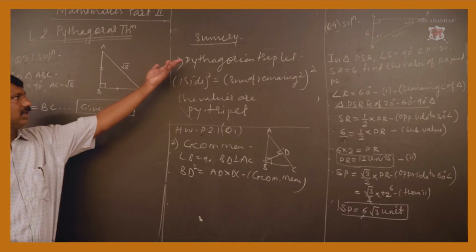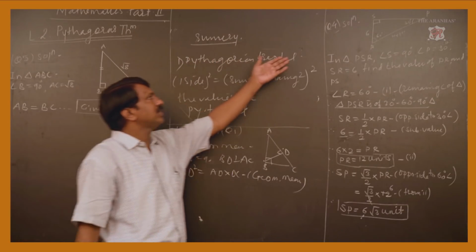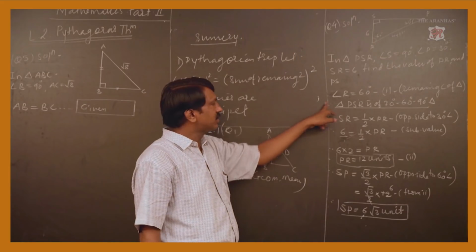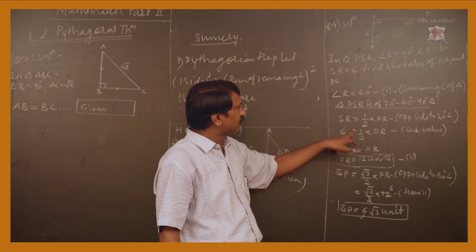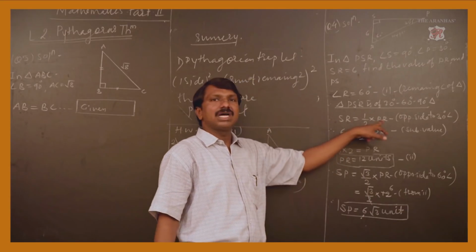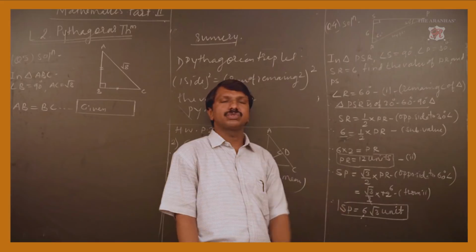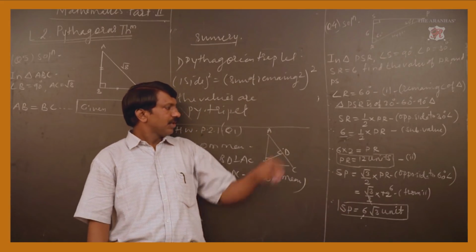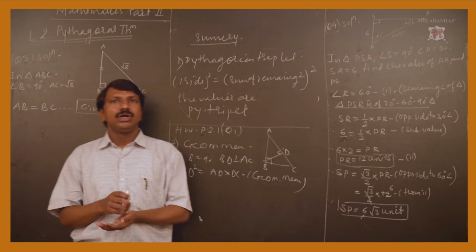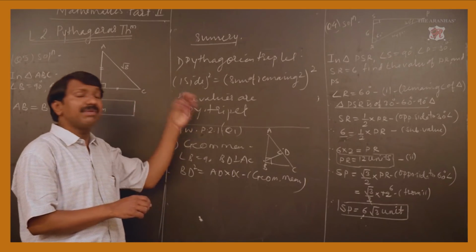And the last one is the 30, 60, 90 theorem. In it we studied that the side opposite to 30 degrees is half of the hypotenuse, and the side opposite to 60 degrees is root 3 upon 2 times the hypotenuse. So in the next period we are going to continue our remaining examples.